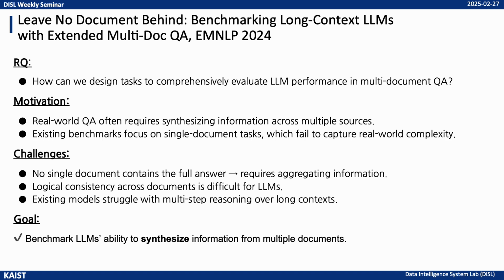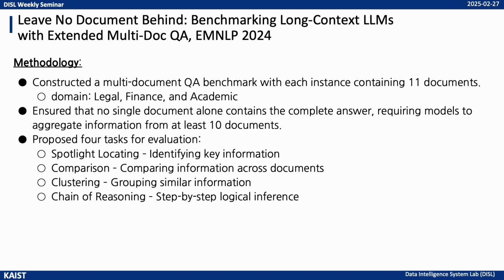Next, let's look at how the authors approached this. To test multi-document QA, the authors create a benchmark that supplies 11 documents for each question, each from domains like legal, finance, and academia. Because no single document is sufficient, the model must piece everything together. They propose 4 tasks, each requiring different types of cross-document reasoning.